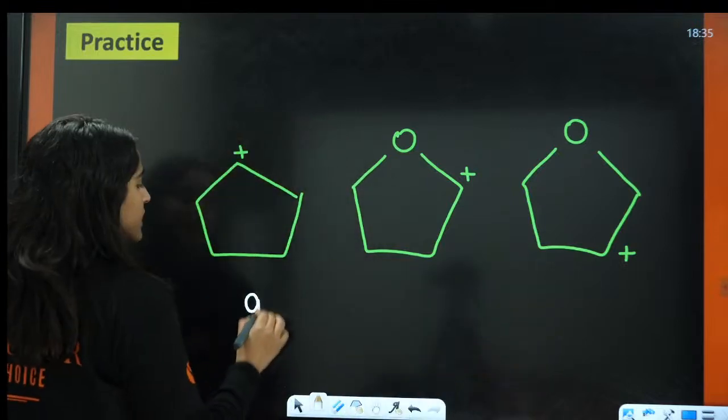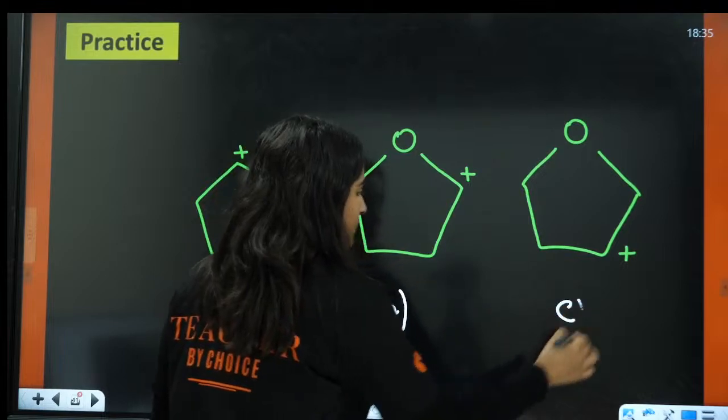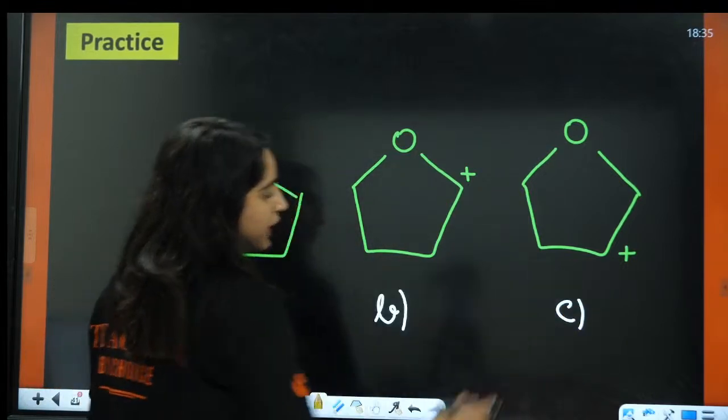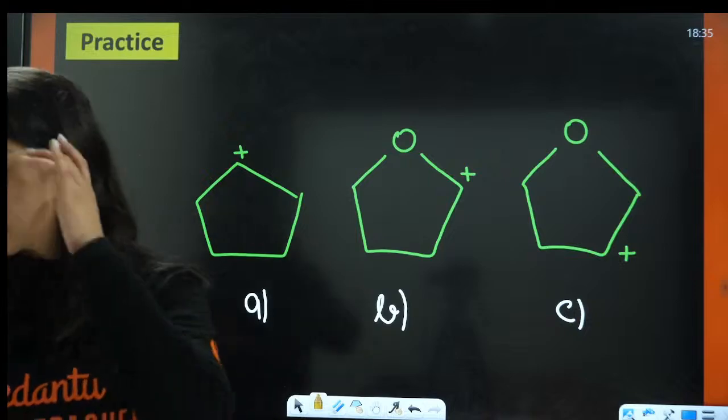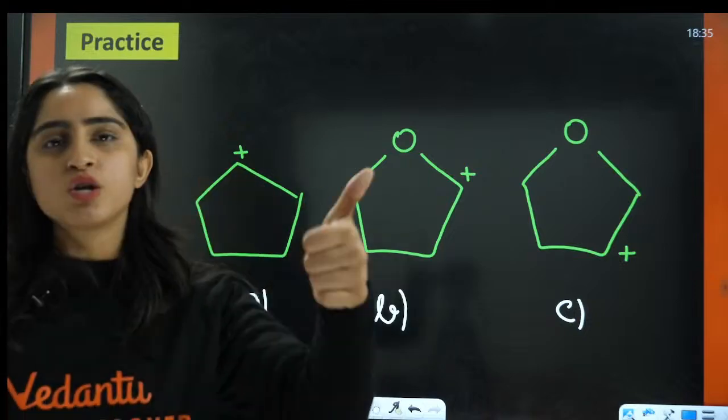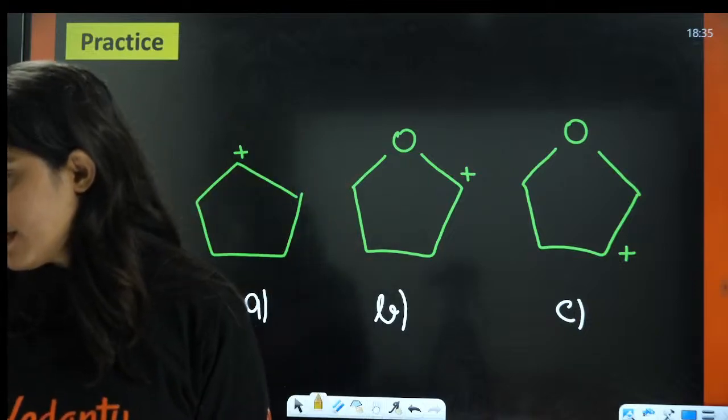Now this is A, this is B, and this is C. Tell me out of these which is more stable and which is less stable.